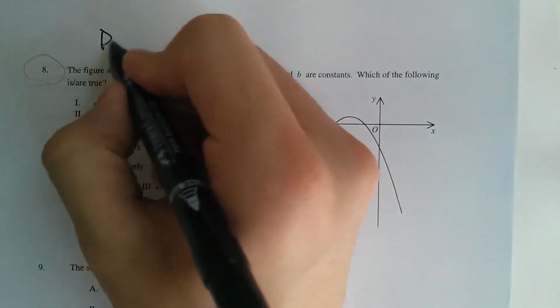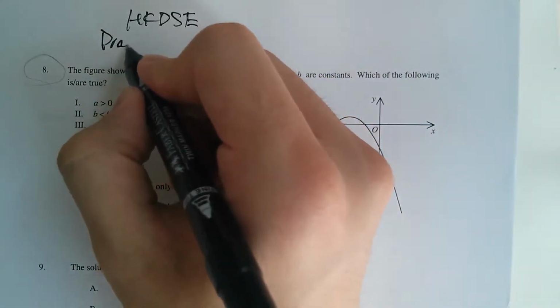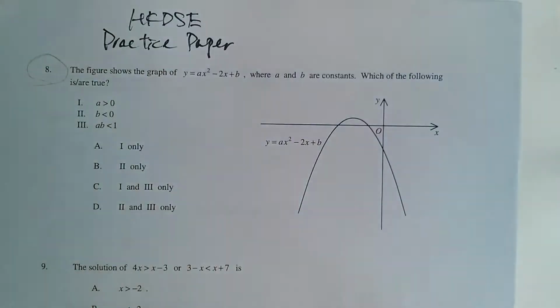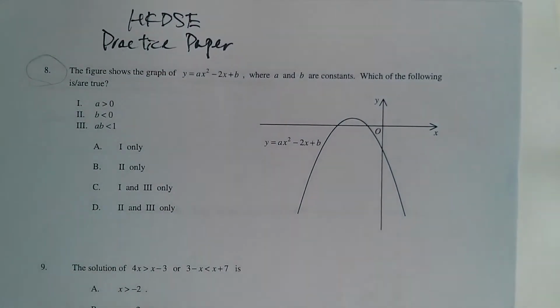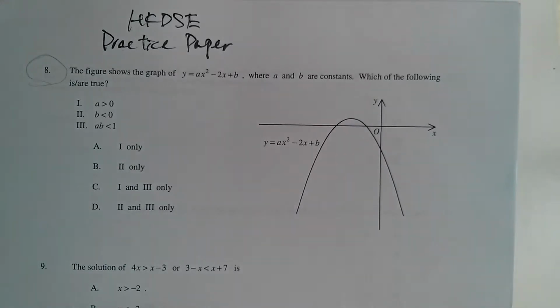Well, we are back to the Hong Kong DSE practice paper. For some reason, we're doing number 8. This is paper 2, number 8, multiple choice. I've done this question before, but I'm gonna do this again in English version, simply because someone asked for it. You asked for it, you have it.